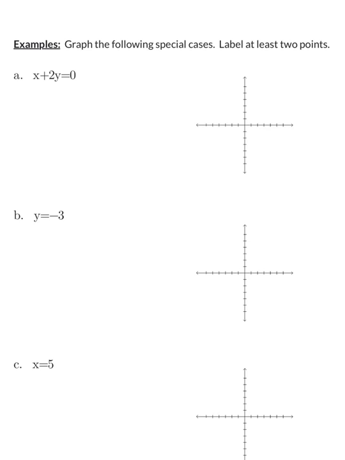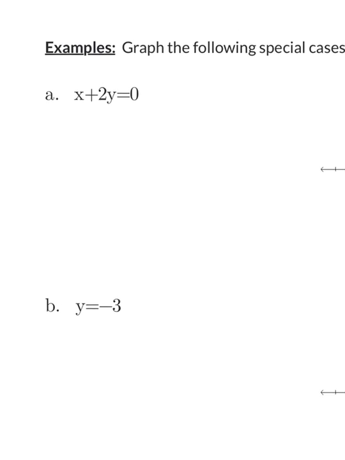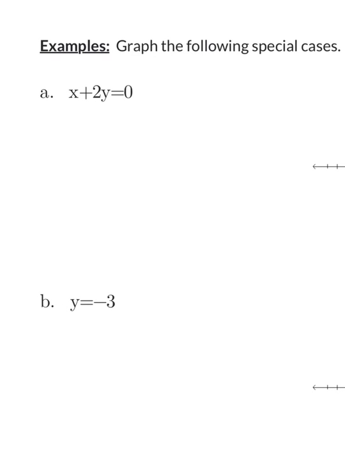All right, so let's go ahead and look at some examples of this. Example A, we have x plus 2y equals 0. And as I said, the first thing that I'm going to do is make a table. So I'm going to have my x and my y.